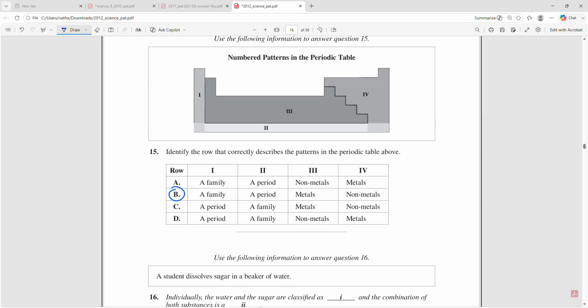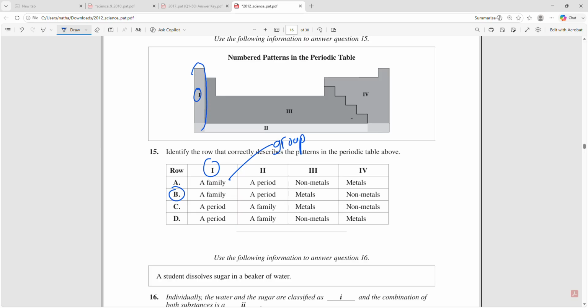Numbered patterns in the periodic table. Identify the row that correctly describes the patterns in the periodic table above. All right, let's look at the first one. Is this either a family or a period? A family, or another word for family, the word we were using this year, is a group.